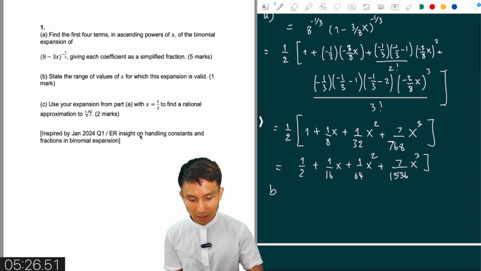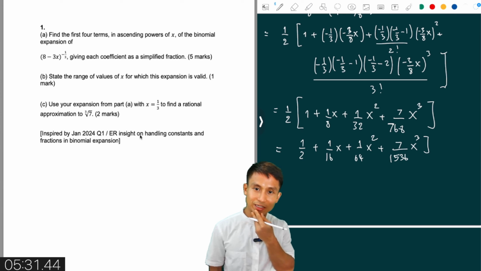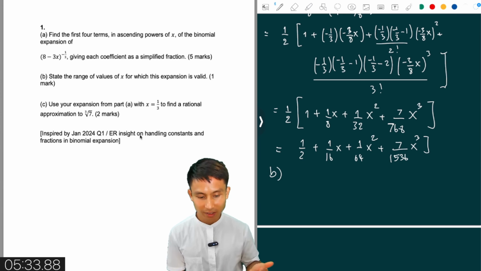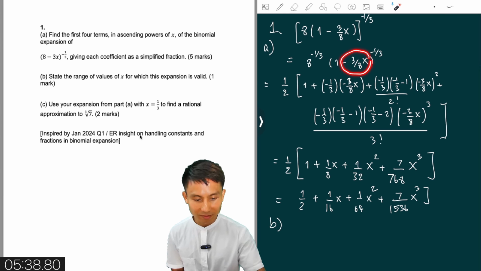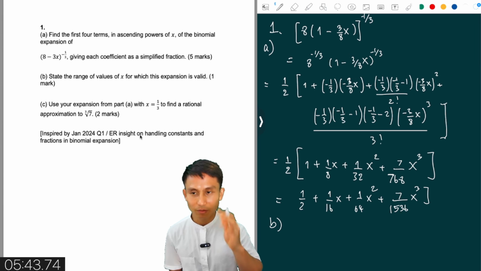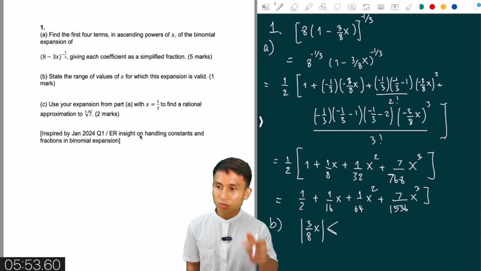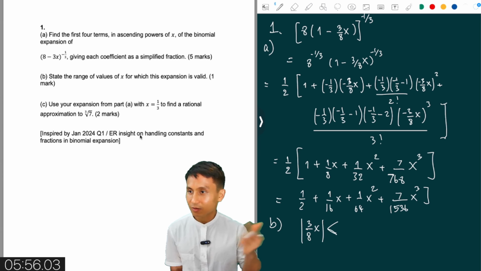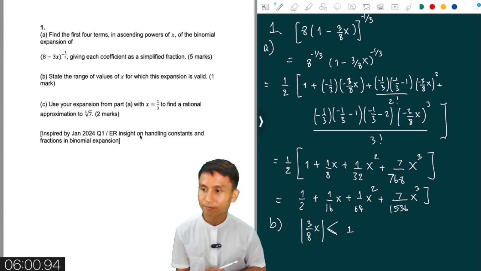Okay, now B, we're gonna state the range of values of x for which this expansion is valid. Now this is important. You must know that for this expansion to be valid, the modulus of the second term must be less than 1. You don't need to take the sign because it's the same meaning here. If you put or don't put a minus sign in front of 3 over 8 here, it will just result in the same range, yeah? So this is the modulus of that less than 1.